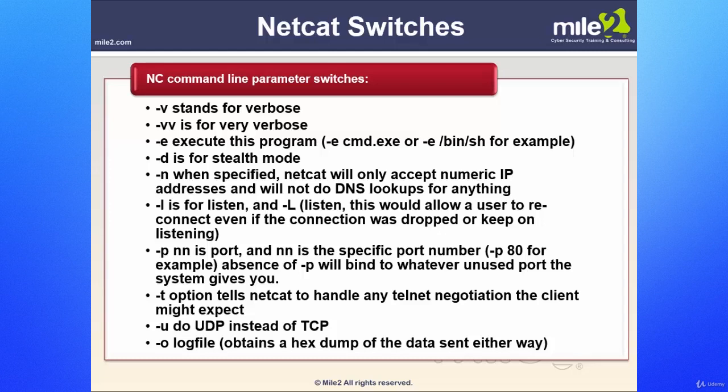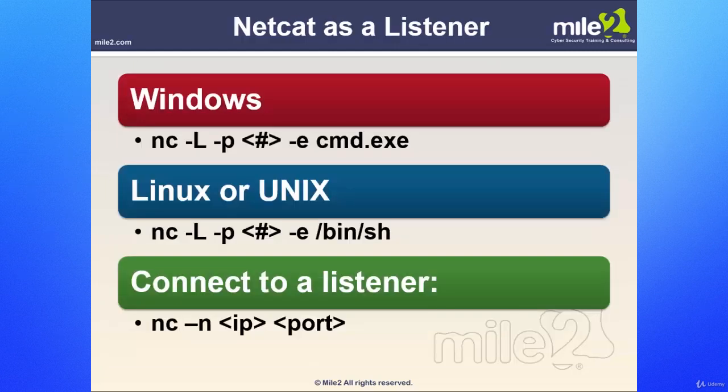Now, how this would be used in the real world would be just like this. On the Windows side, we would use Netcat with a -L. And obviously, we would want to do the uppercase L, meaning that once we connect in, we can basically reconnect after we've disconnected. Then we do a -P for the port number, and we give it a port number. And then we give it the -E. In this case, we're going to execute the command shell.